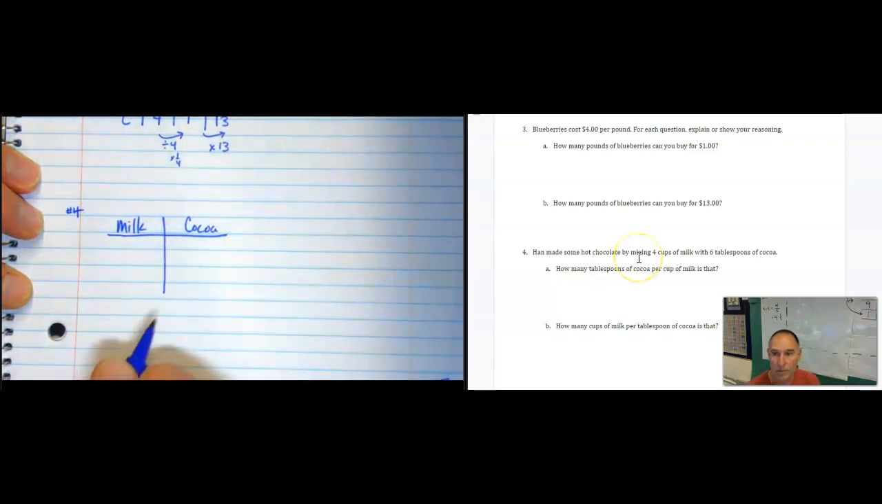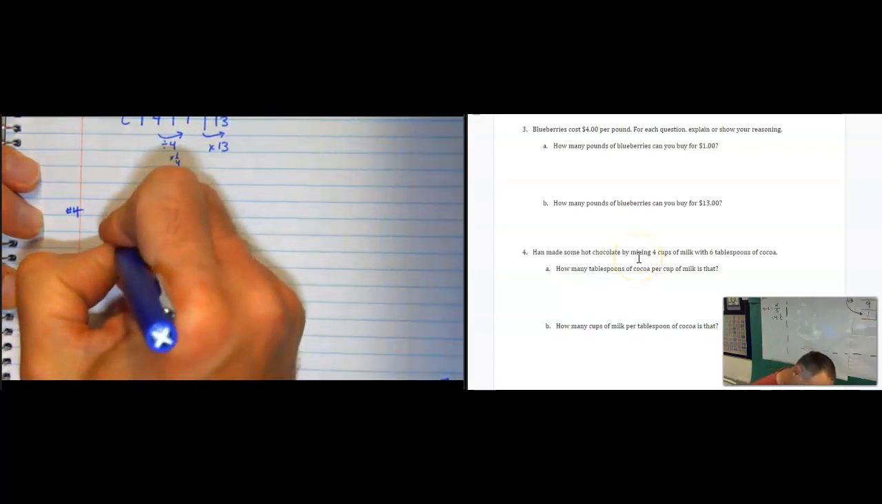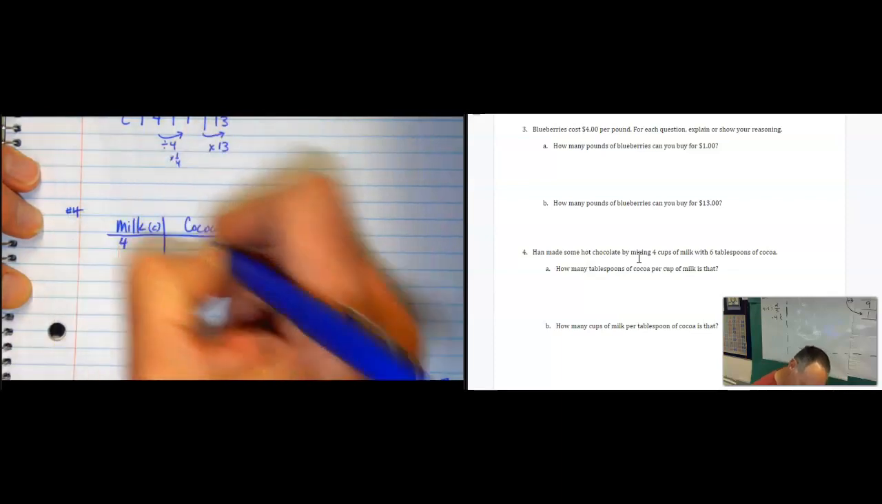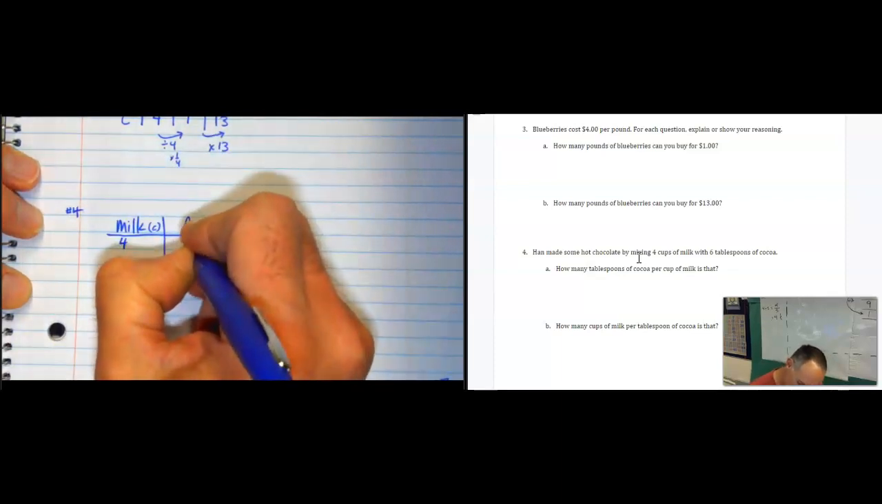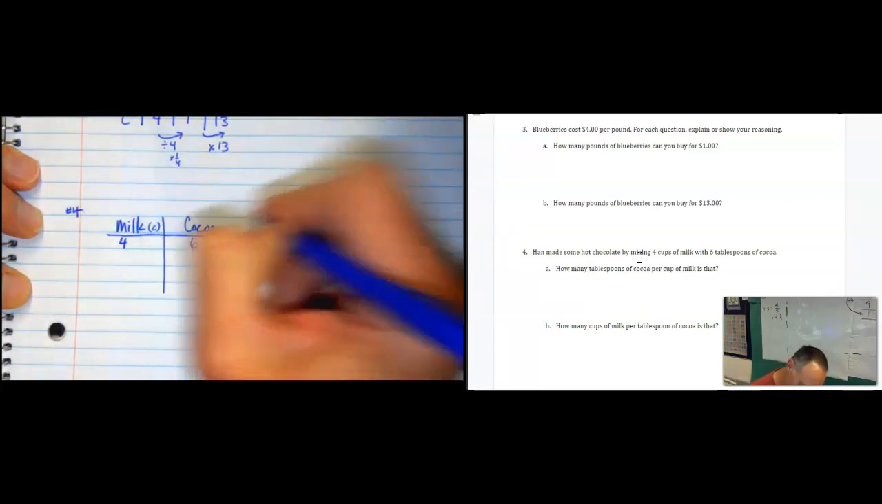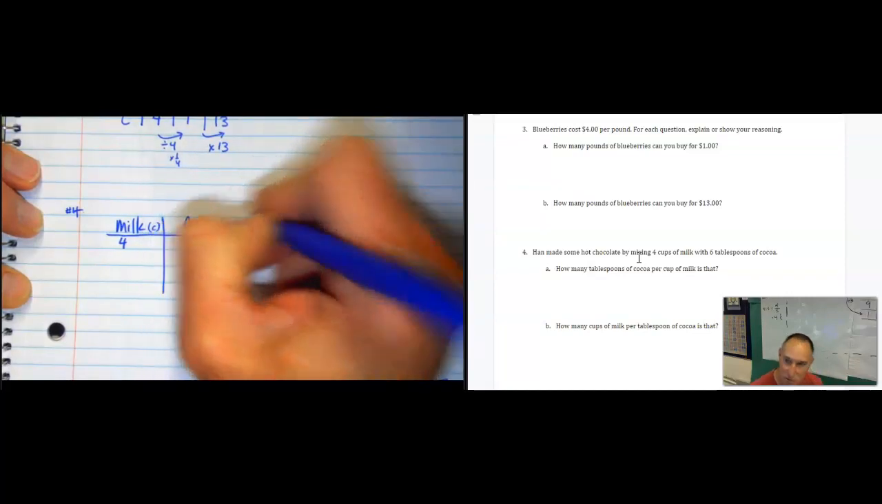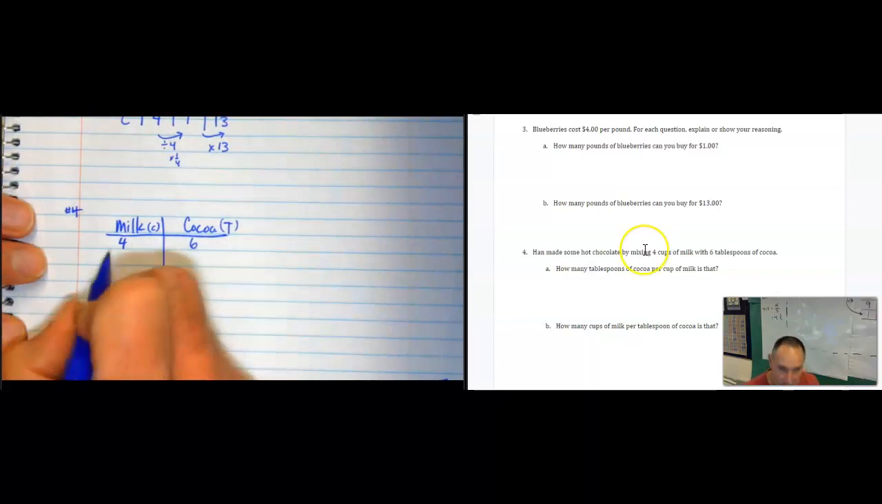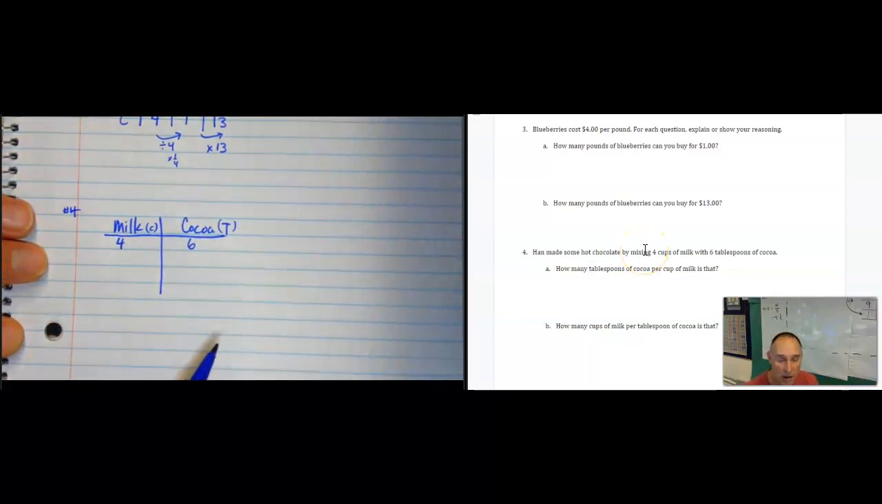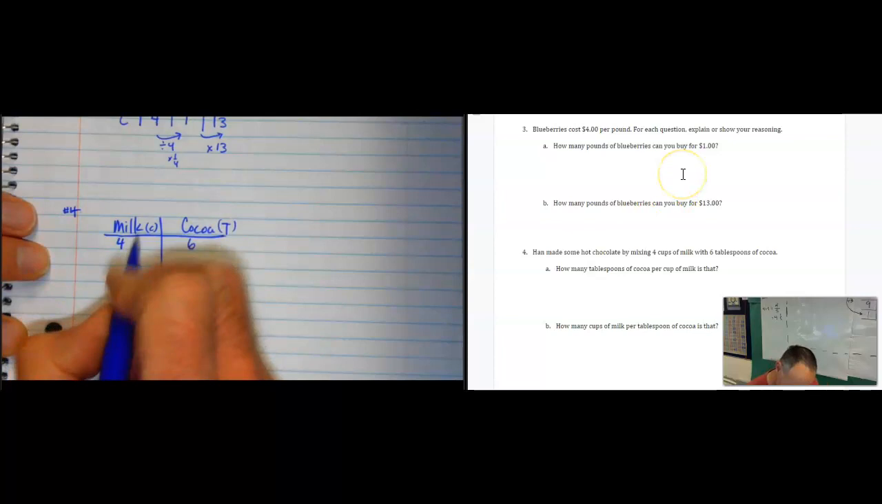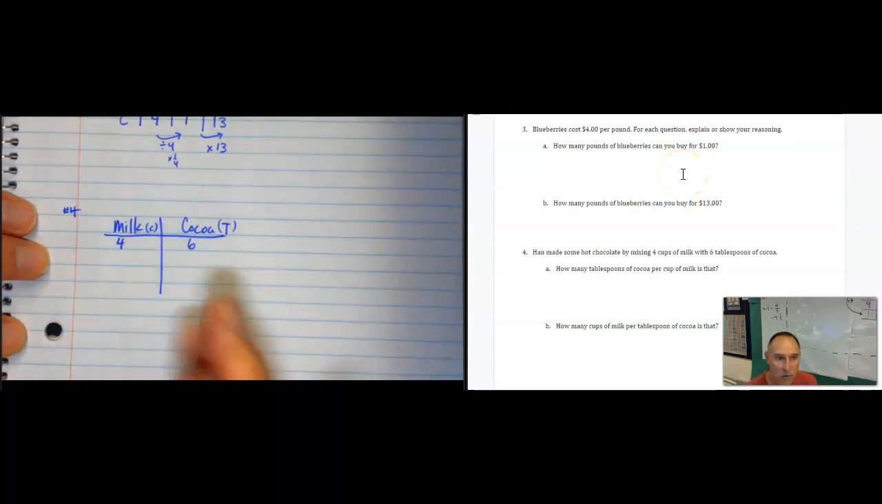So here's my ratio. And what I know is that 4, and these are in cups, is equivalent in its ratio to the cocoa, which is in tablespoons. Okay, that is a hearty, chocolatey mix, 4 to 6. Okay, so here's what I know. With this 4 to 6, I can figure out a lot of things.